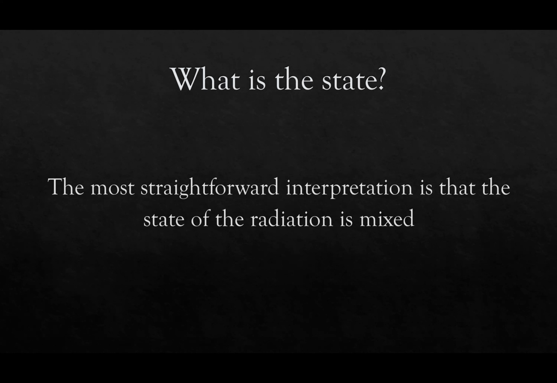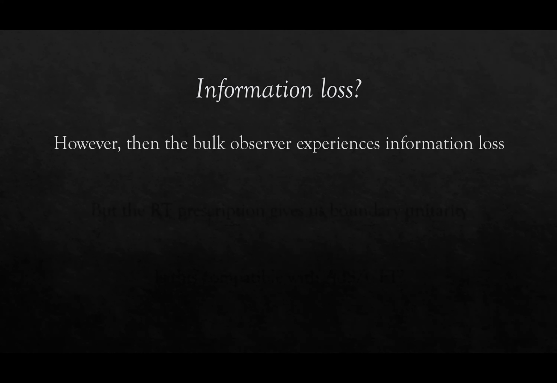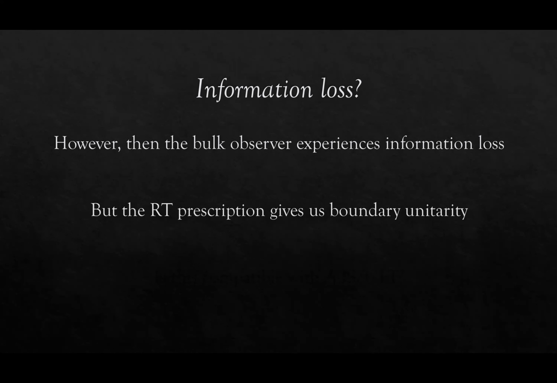So going with the most naive face-on interpretation of these results, because we use Hawking's computation, we ought to get the mixed radiation. In other words, we would be getting information loss in the bulk, and subsequently, because we consider ourselves to be bulk observers, we would be getting information loss. However, we've seen that the RT prescription, the quantum extremal surface prescription, gives us boundary unitarity. So these two things seem to be okay with each other.